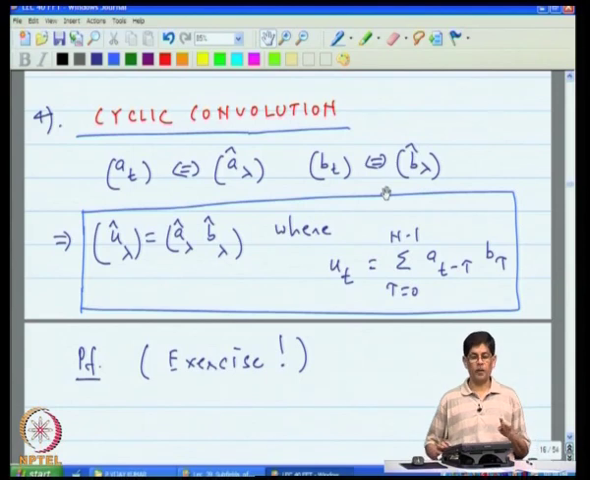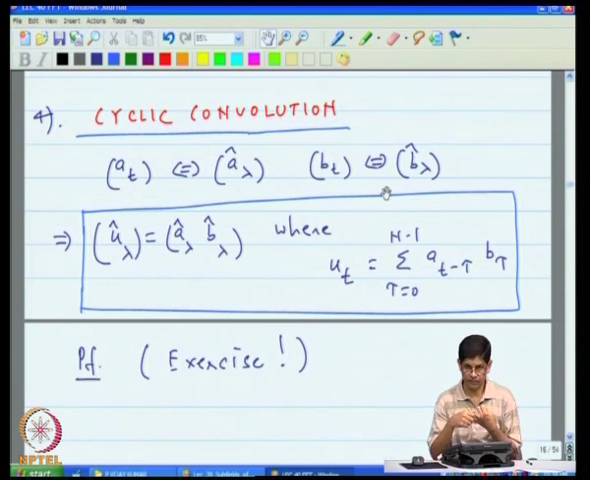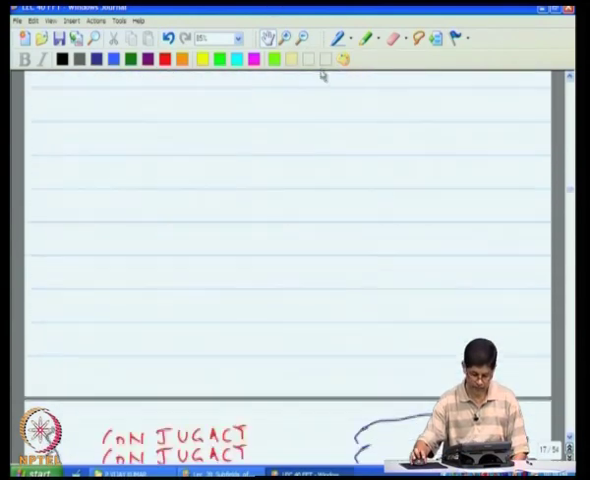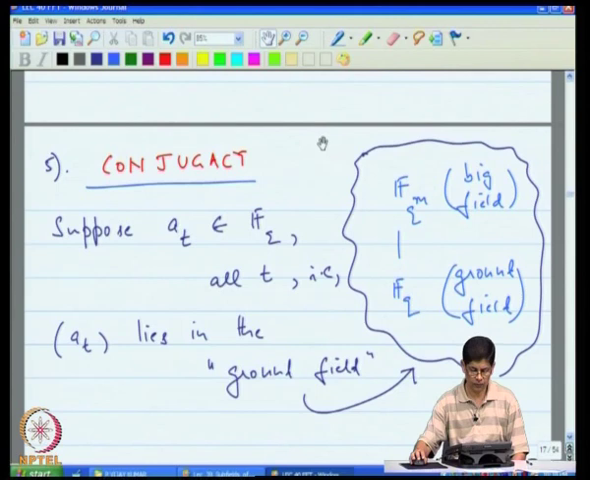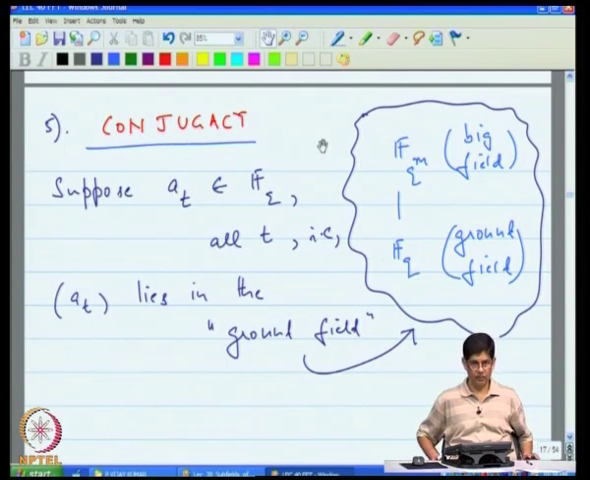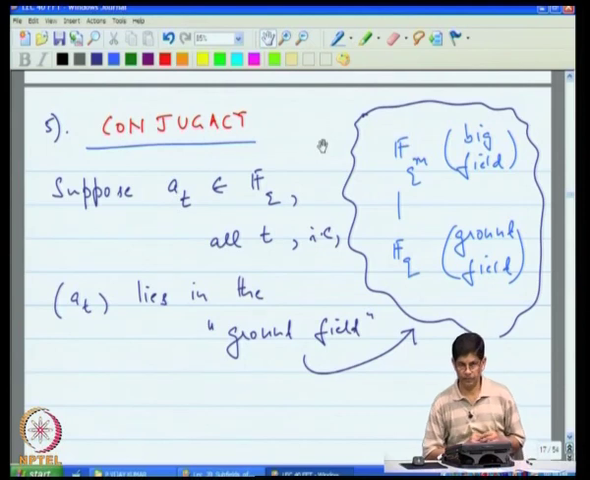So, we have gone through 4 properties so far. We have seen linearity, we have seen cyclic shifts, we have seen the inversion formula, and we have looked at convolution. Then there is another property, that of conjugacy. Now, conjugacy is really something that you already encountered before in connection with the discrete Fourier transform, except that it looks a little different.